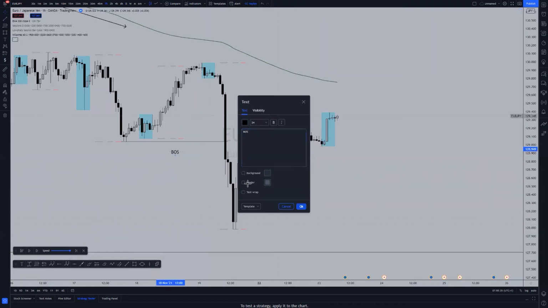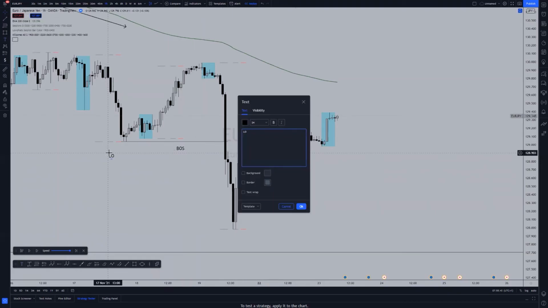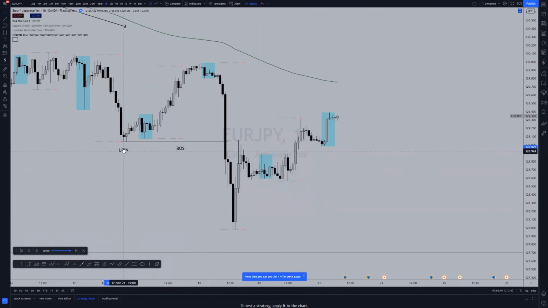So this was my last significant low. This was my last low, and price broke that low. And look at what happened here. Look at the momentum with which price broke this low, and price is now bearish.